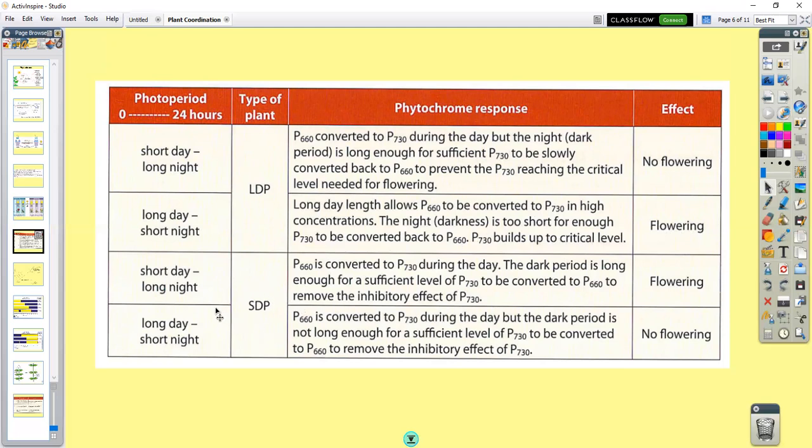In the short day plants, if you have a short day, longer night, then you have your P660 converted to P730 during the day, but the night period or the dark period is long enough to allow that P730 level to decrease or be converted back to P660. So it removes that inhibitory effect and brings about flowering. In a longer day, summer's day, P660 is converted to P730, high levels of P730. It would have an inhibitory effect on the short day plants, so therefore you get no flowering.